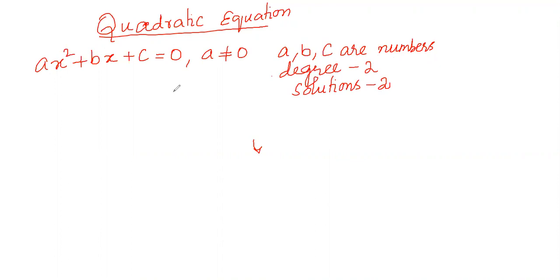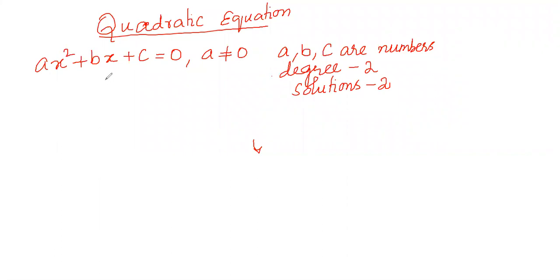a should not be 0. So why should a not be 0? If a is 0, what will happen? The first term will be gone, the first term is removed. So you get bx plus c is equal to 0, which becomes a linear equation. So you cannot have a equal to 0.